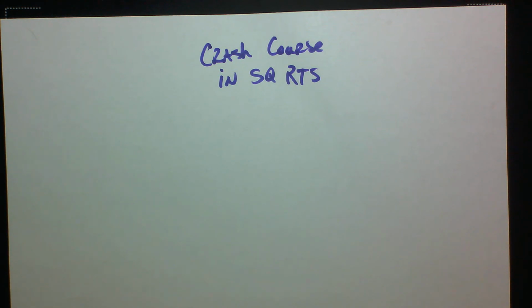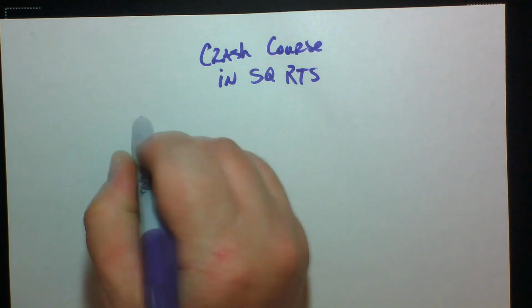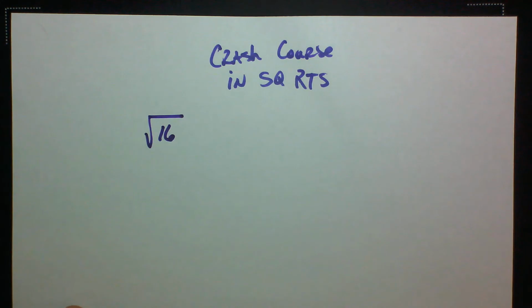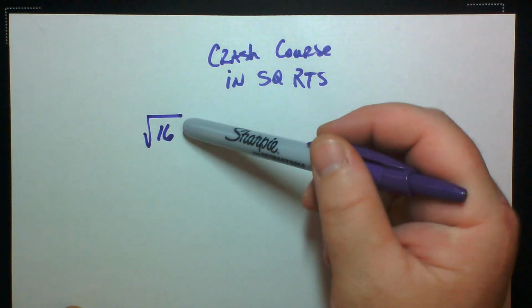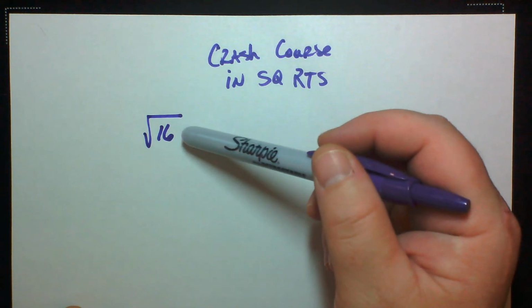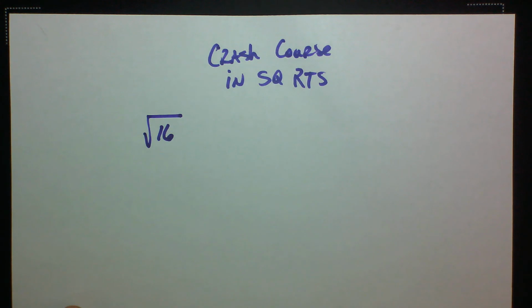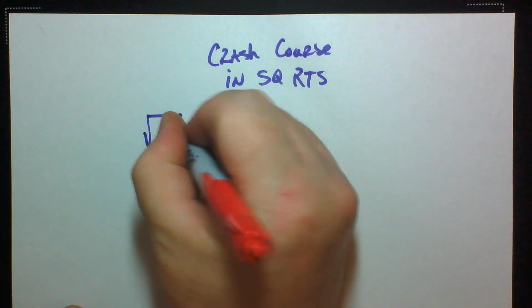The number inside is the radicand. So what number squared is the radicand? For example, this one right here is a 16. Emiliano said square roots ask, what number squared is the radicand? So out of this, the radicand would be 16.